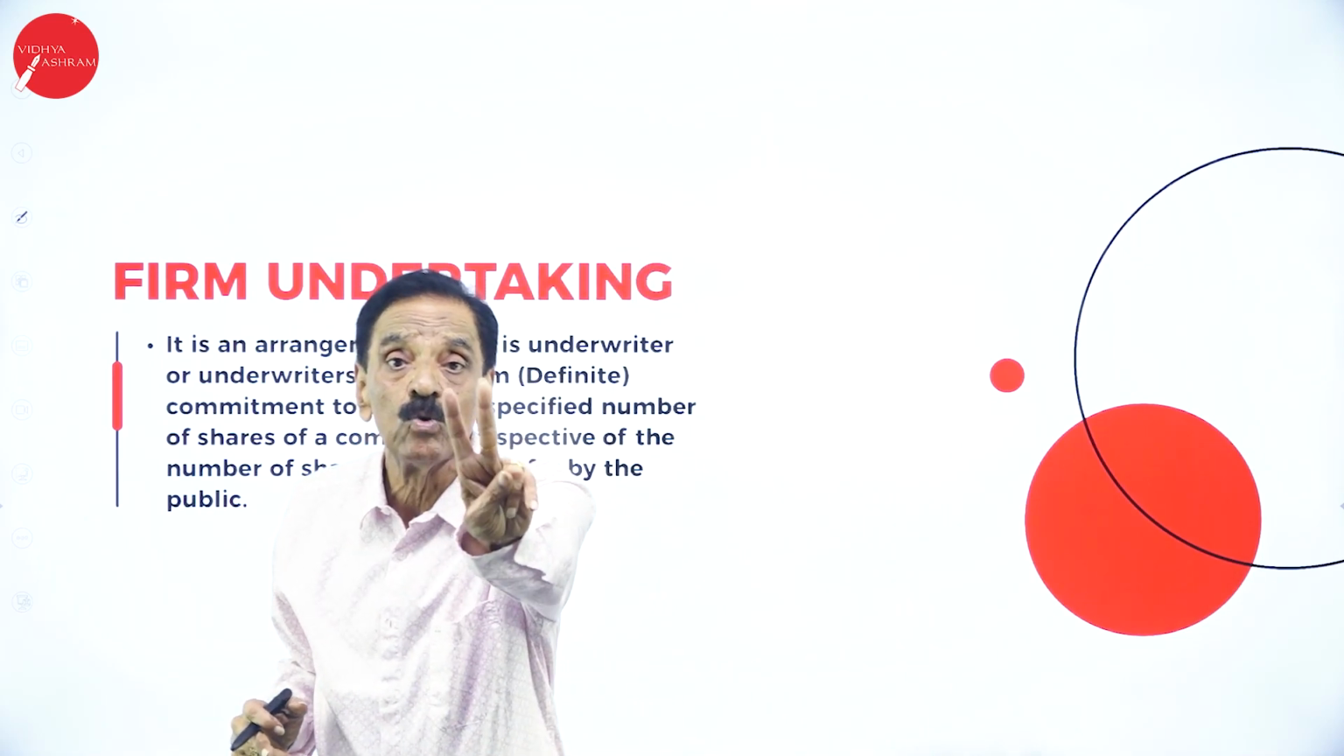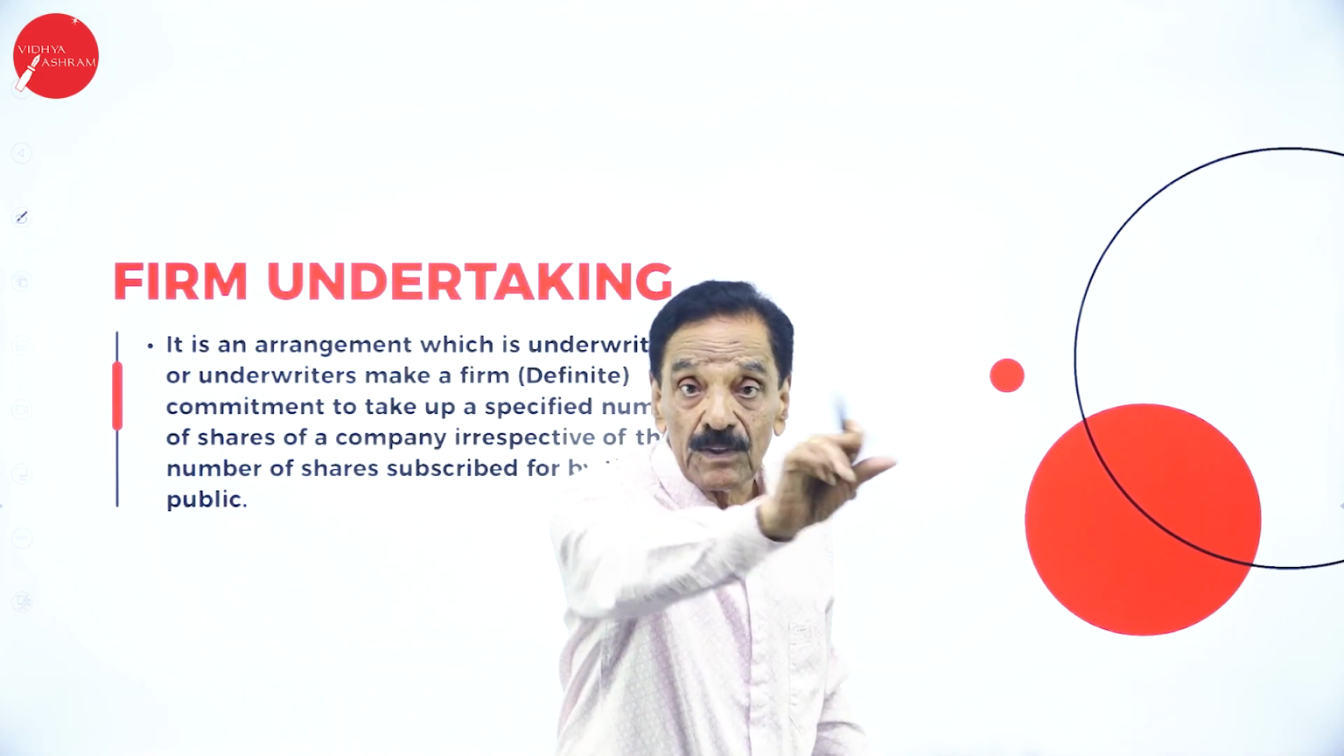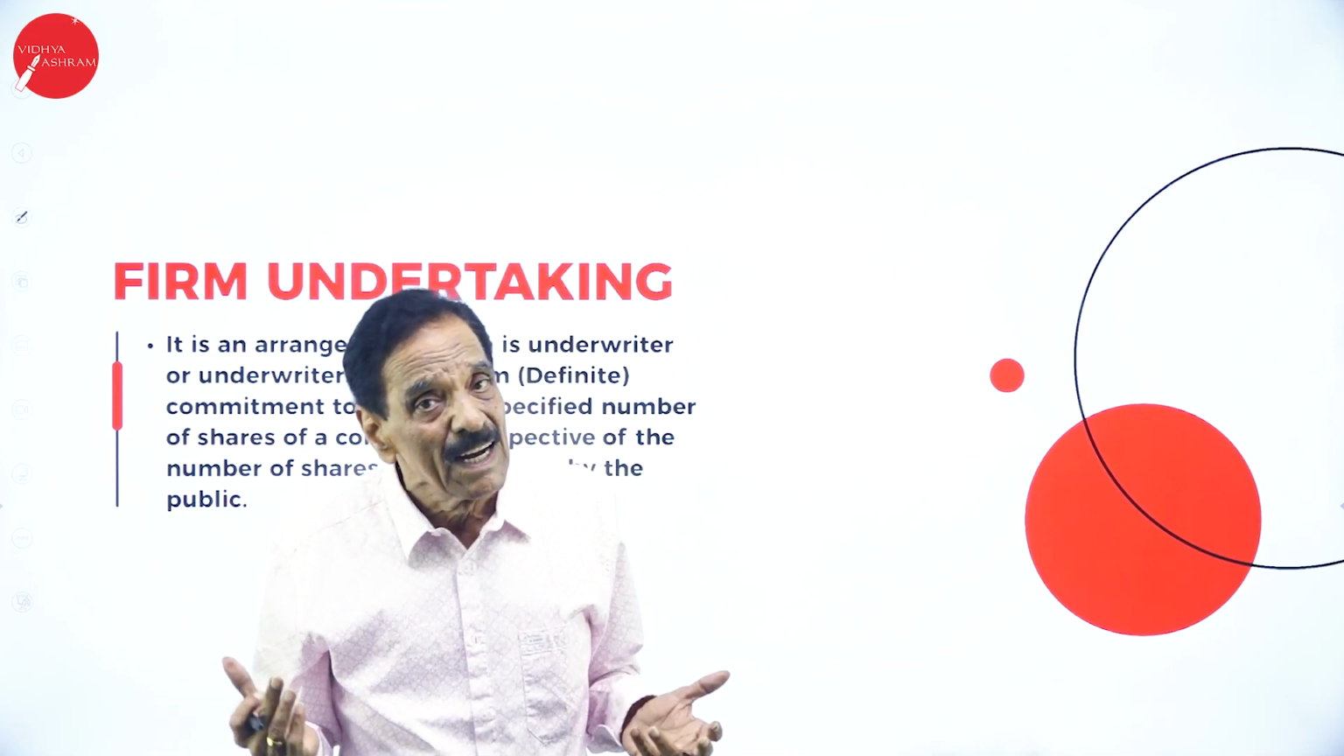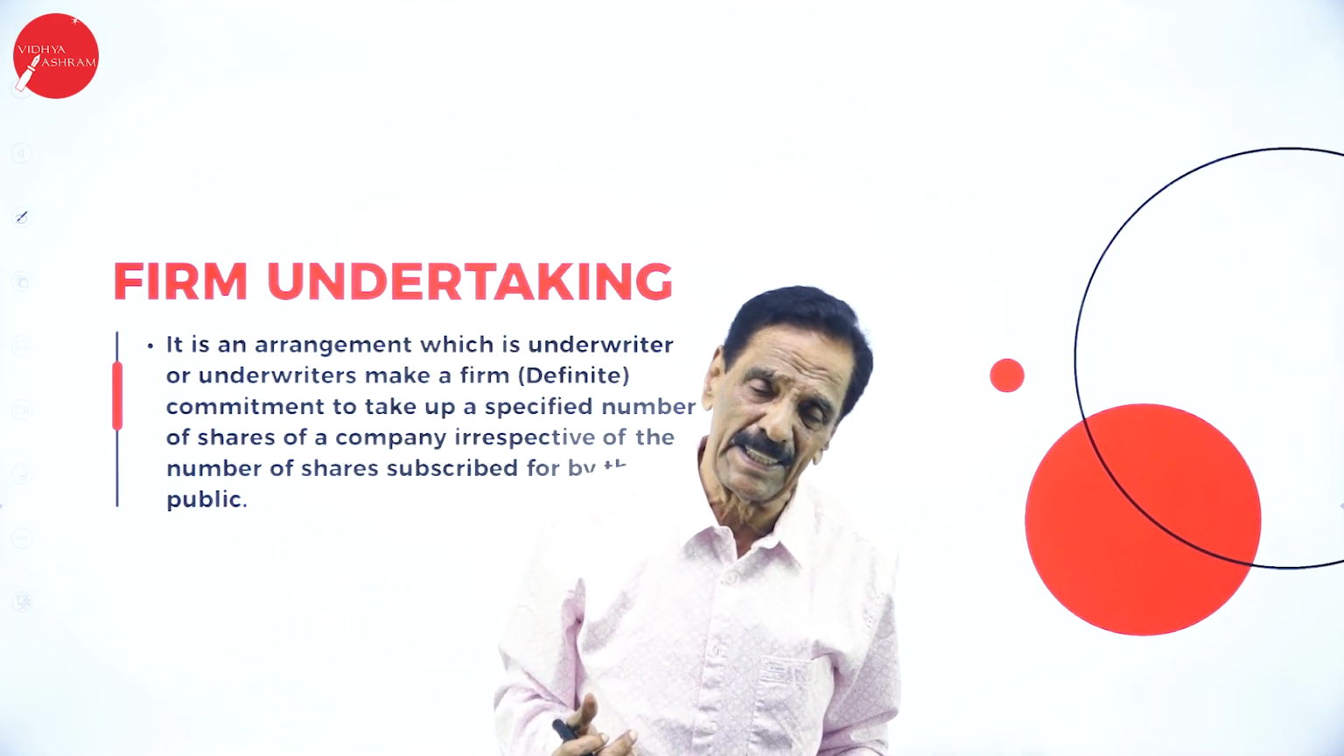Y says I will take 2,000 shares. Z says I will take 3,000 shares. So it's a firm, definite undertaking by the underwriter. It's called firm underwriting.